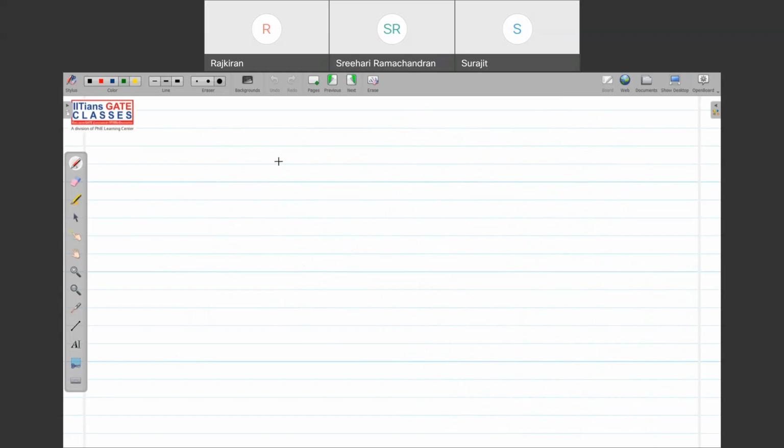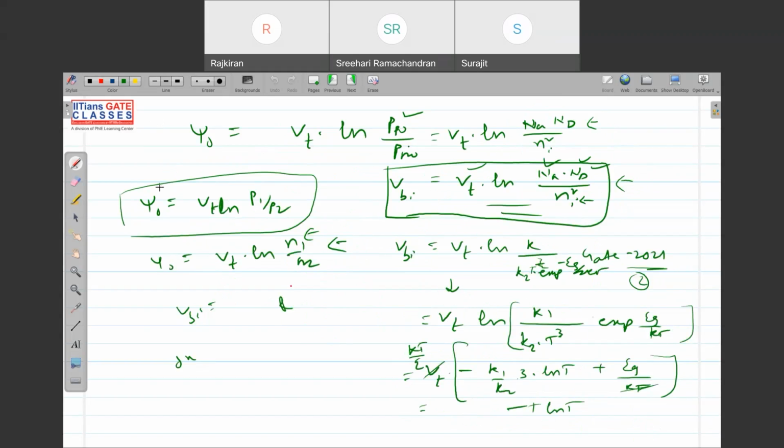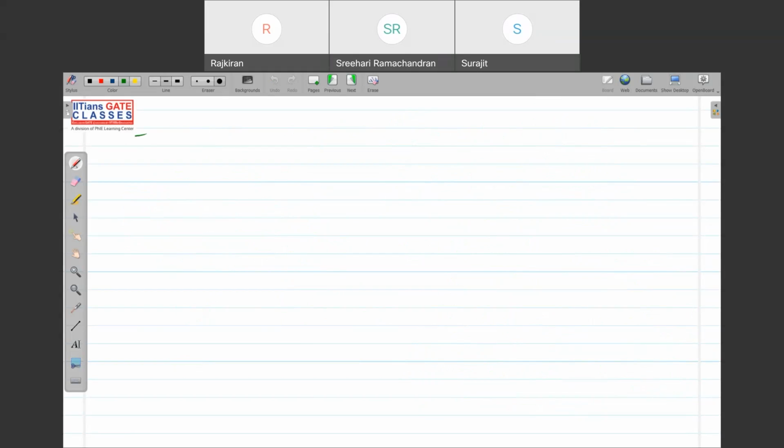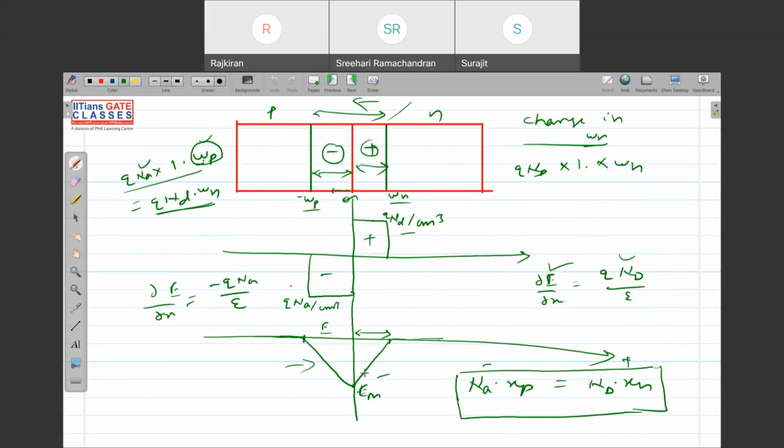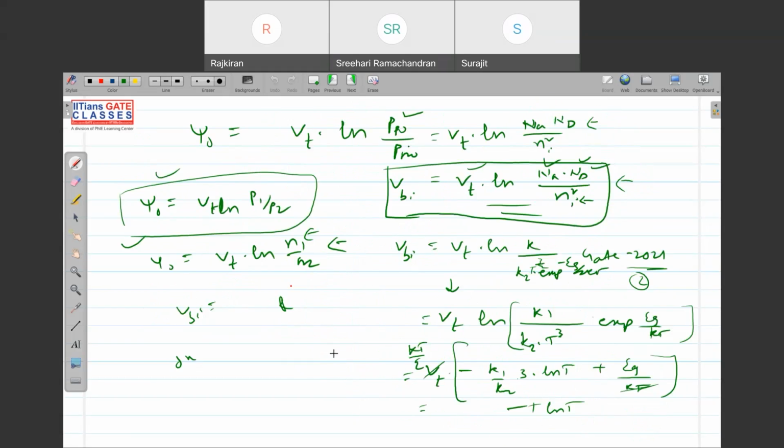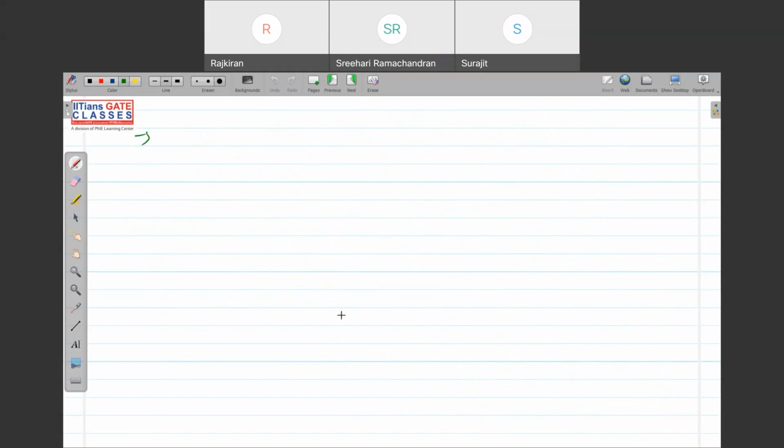Okay. So understand that in a general situation, we can easily calculate the built-in electric field if there is a concentration difference. Now we'll come back to this. This is my area under the electric field, right? The area under the electric field will give you a potential. Right or not?